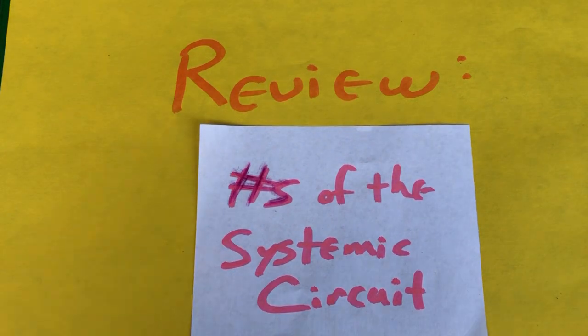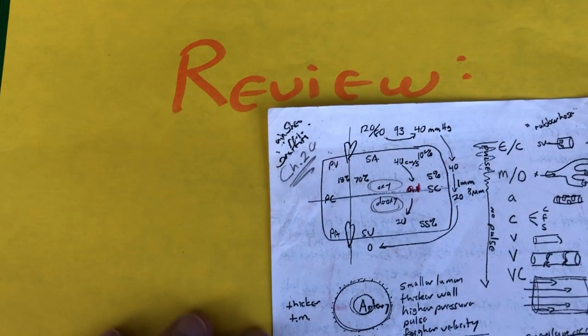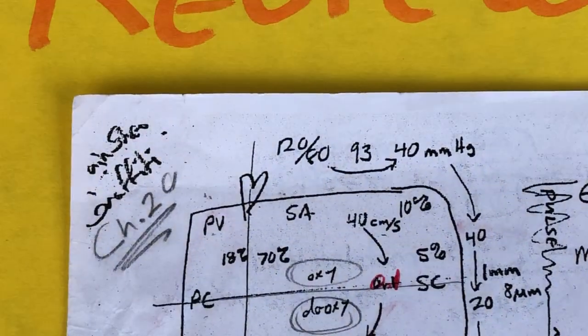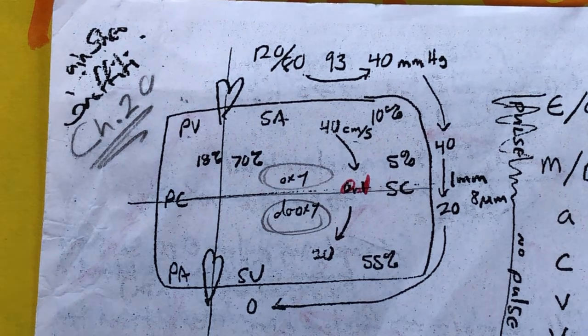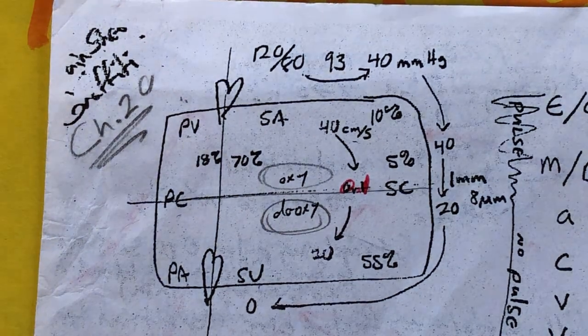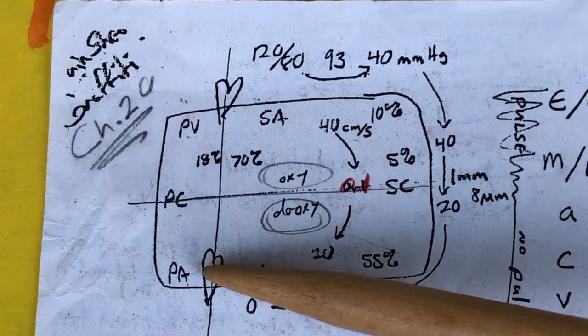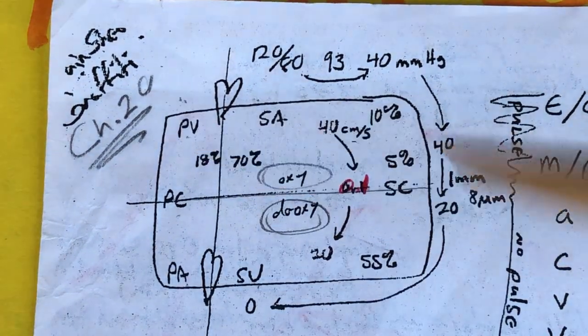Here we go again, a very quick review of numbers of the systemic circuit using the graphic page as a reference point. Again, what we've done is used our icon or diagram to show the pulmonary and systemic circuit. So here's the left side of the heart pumping into the systemic circuit. Here's the right side of the heart pumping into the pulmonary circuit.